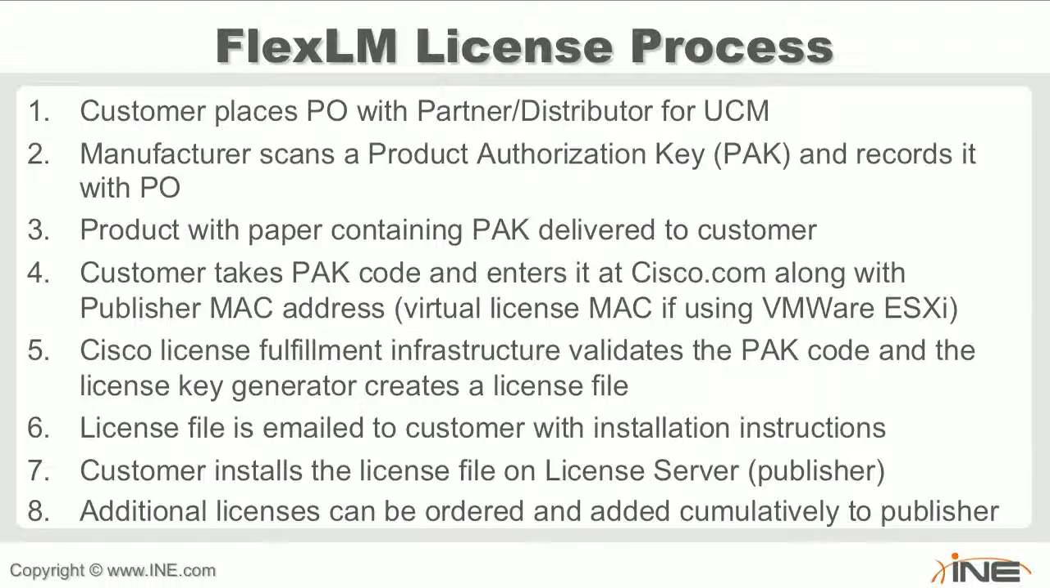Show myself will tell you some various things like host name. It will also tell you the virtual license MAC address. And we'll take a look at that a little bit later as well. Then the Cisco license fulfillment infrastructure, the backend server, validates the PAC code, and it uses its license key generator to create a license file, and you're presented with a download so that you can download that file.